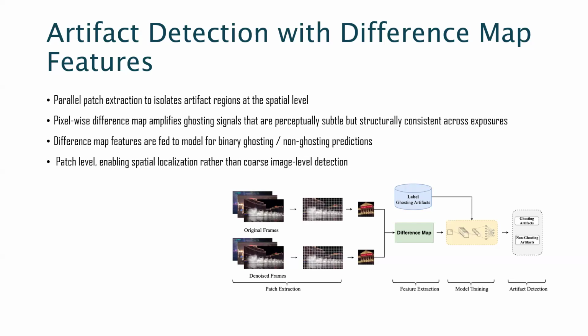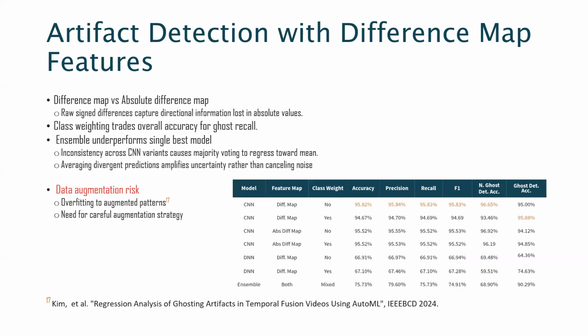We train the model on it, and then we use just a binary output, whether a ghosting artifact is there or not. So the difference map enables, especially, spatial localization rather than coarse image-level detection. We don't want to say that this image has a ghosting artifact or has that sort of PSNR, but rather that this patch has a specific artifact. Then we can map, and by reverse engineering in that way, we can connect all those patches and say that these specific patches have ghosting artifacts, while these do not have that ghosting artifact. We use a simple CNN and DNN in which we use the absolute difference and the difference map.